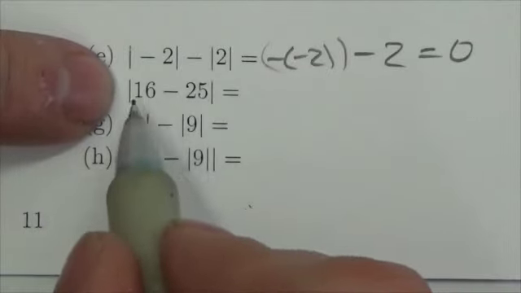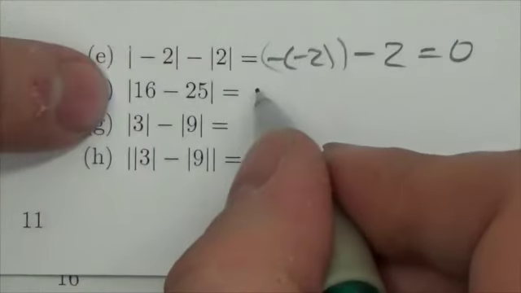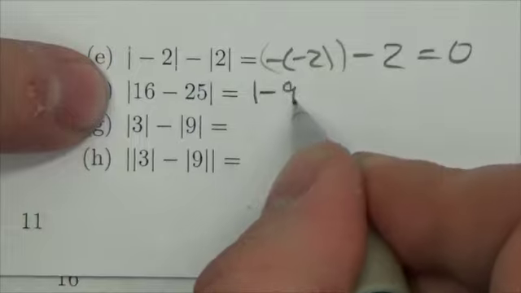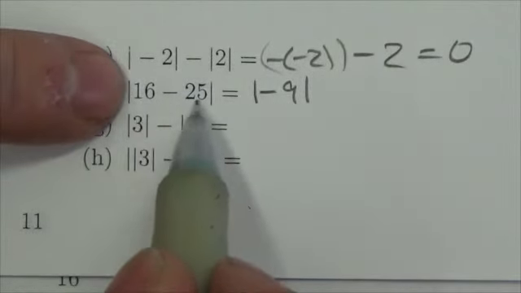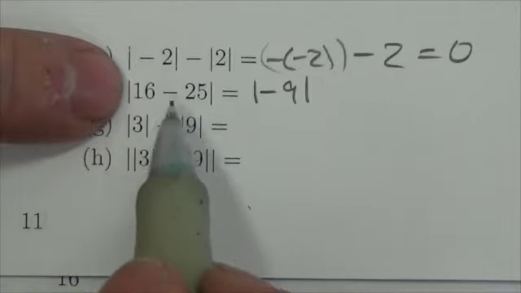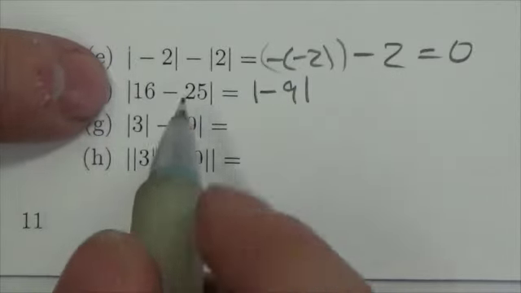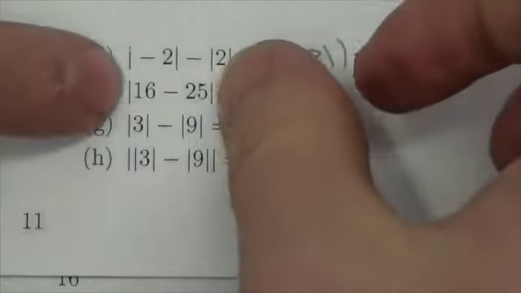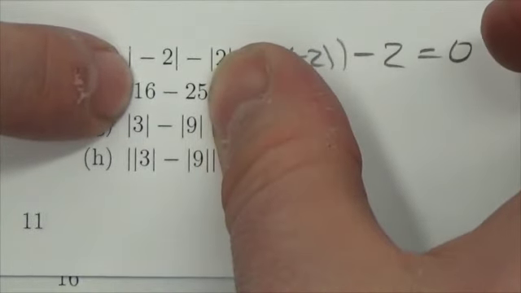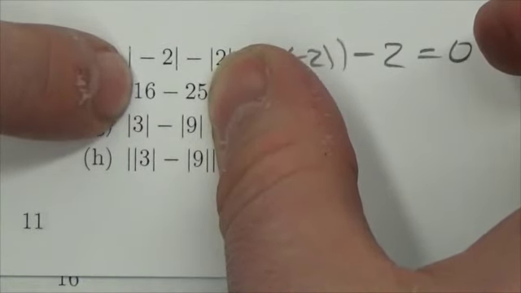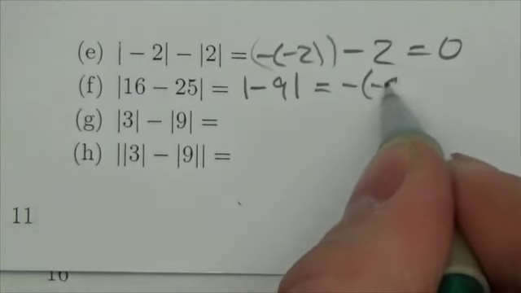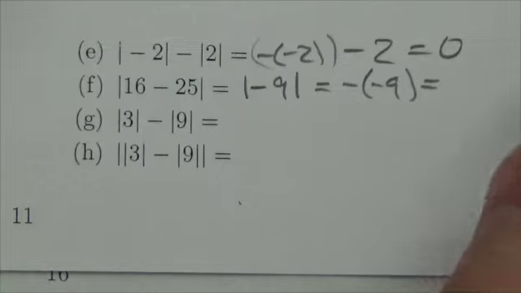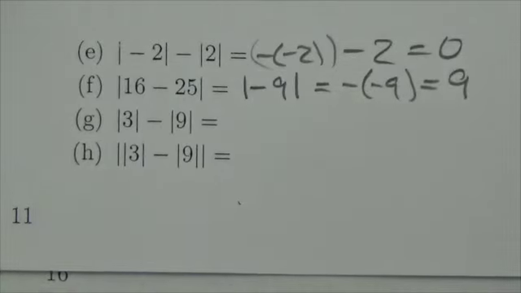Here, I have to do what's inside the absolute value first. So this is going to become the absolute value of -9. Now remember, I'm not taking the absolute value of 16 and then the absolute value of 25 and getting rid of the negative first. The absolute value symbols act like parentheses, and so I have to do what's inside them first before I apply this rule. So I get the -9, and the absolute value of -9 just throws another negative in front of it. And so I get +9 as a result.